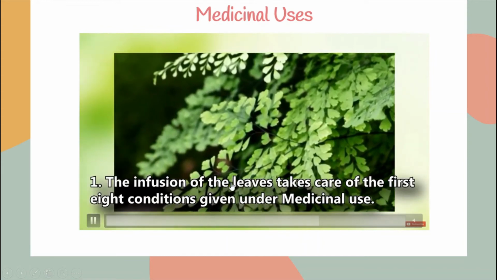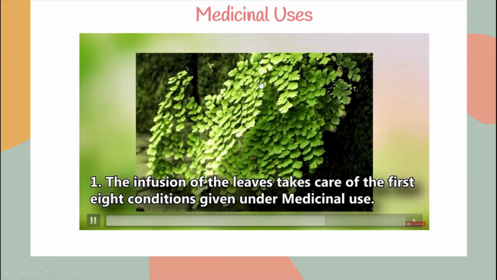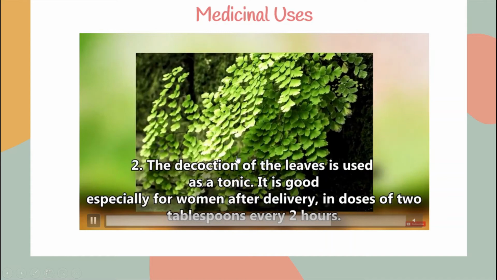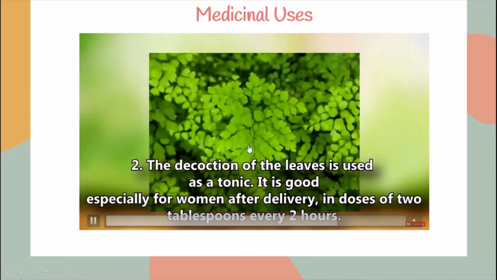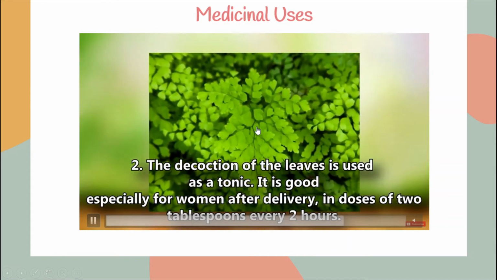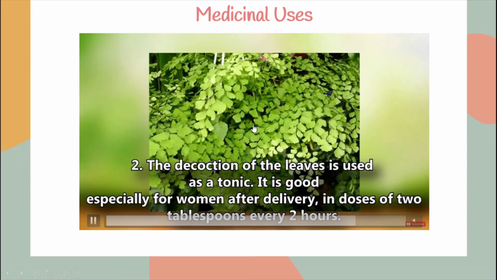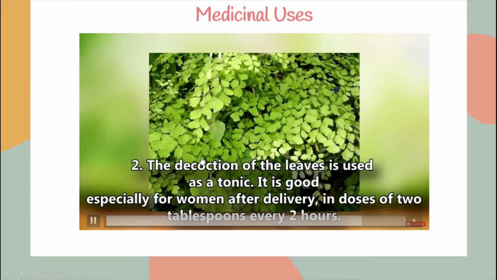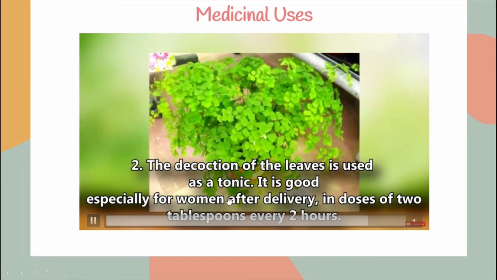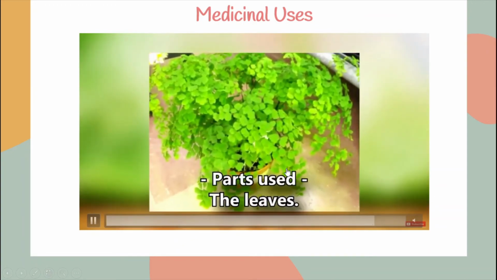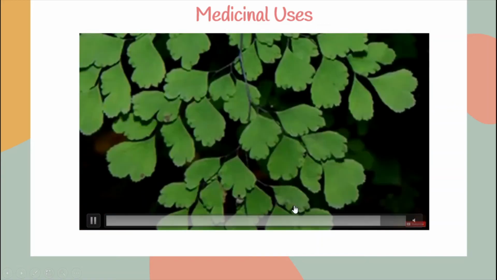As for the use, firstly the leaves can be used as a decoction, so you need to process it first. Some of it you need to process first. But basically the herbs can be used. As you can see, the leaf decoction is used as a tonic for women after delivery. The part used is of course the leaves itself.